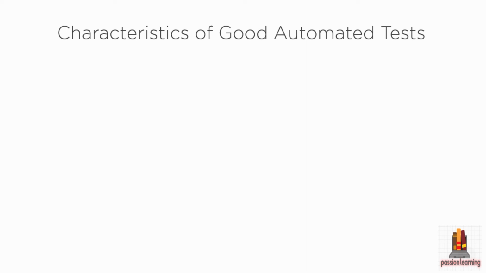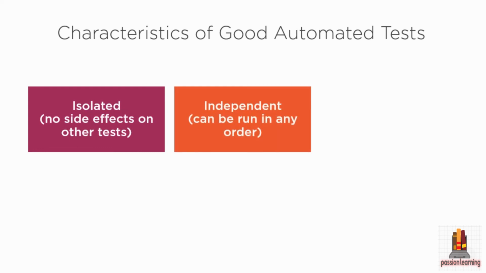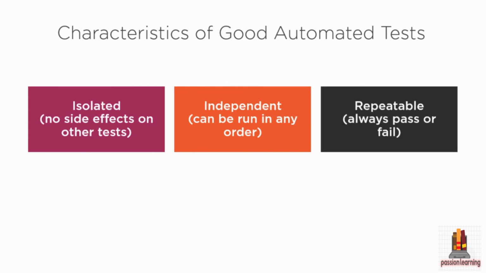Let's wrap up this module with a brief discussion on the characteristics of good automated tests. Good automated tests should be isolated. Basically, this means that one test shouldn't affect other tests being executed. Good tests should be independent of each other, so they should be able to be executed in any order and produce the same results. Good tests should be repeatable and reliable. This means that all other things being equal, they should always pass or fail.